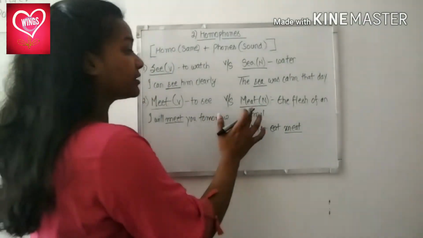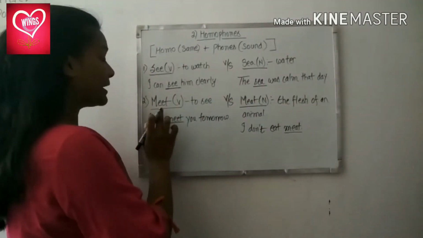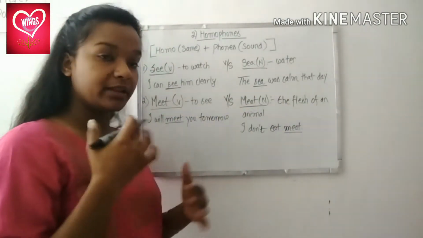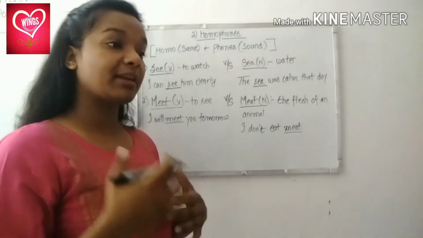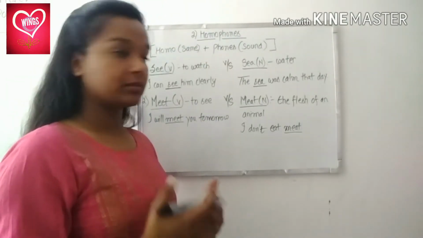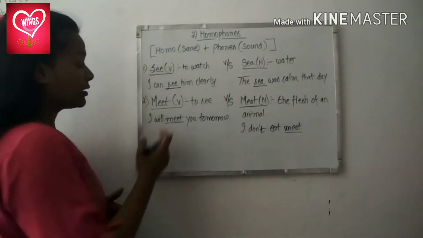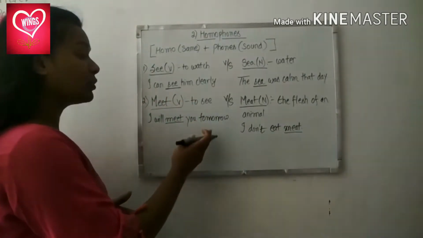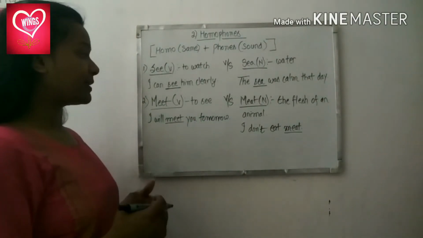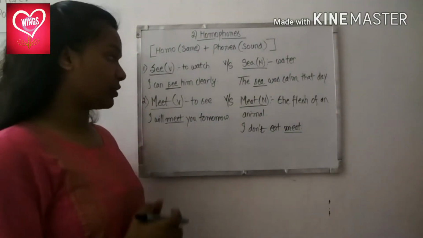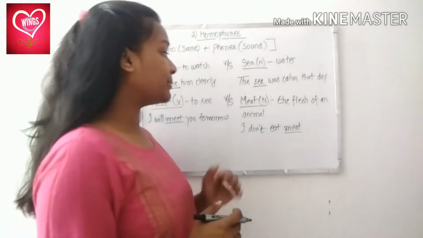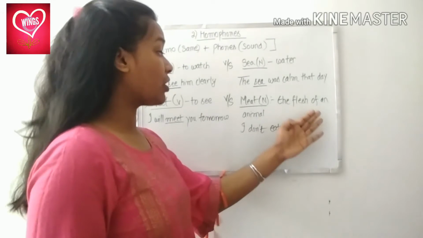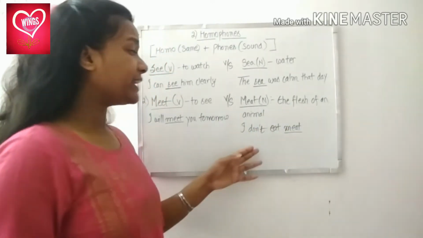Meet versus meat. Spellings are different and the meaning is also different, but the pronunciation is similar. The first meet means to see. I will meet you tomorrow. That means I will see you tomorrow. The second meat is a noun. That means the flesh of an animal. I don't eat meat.